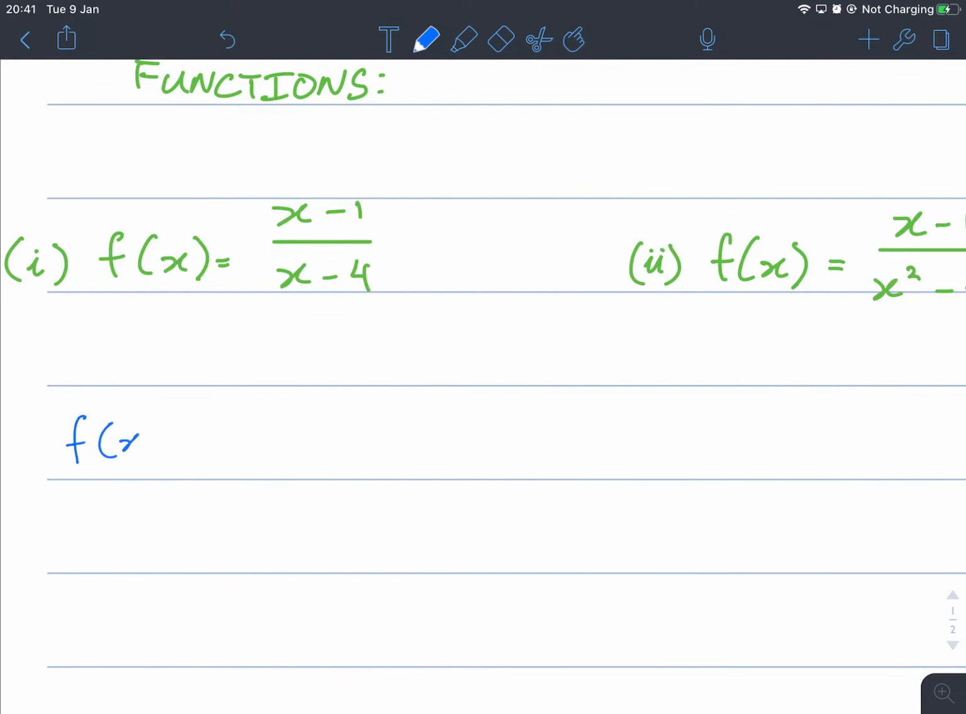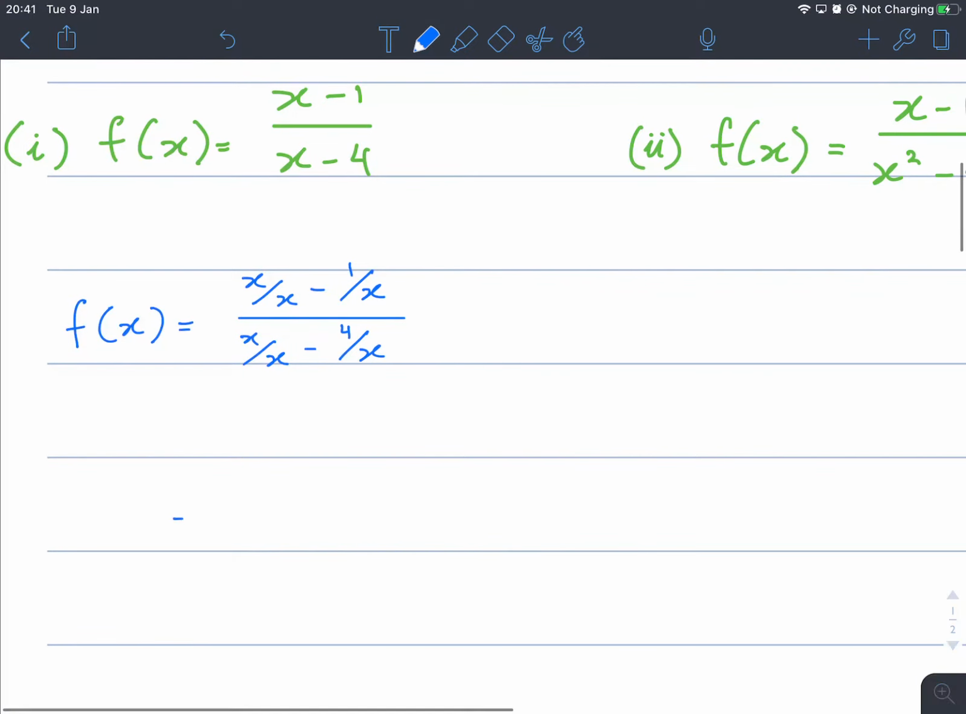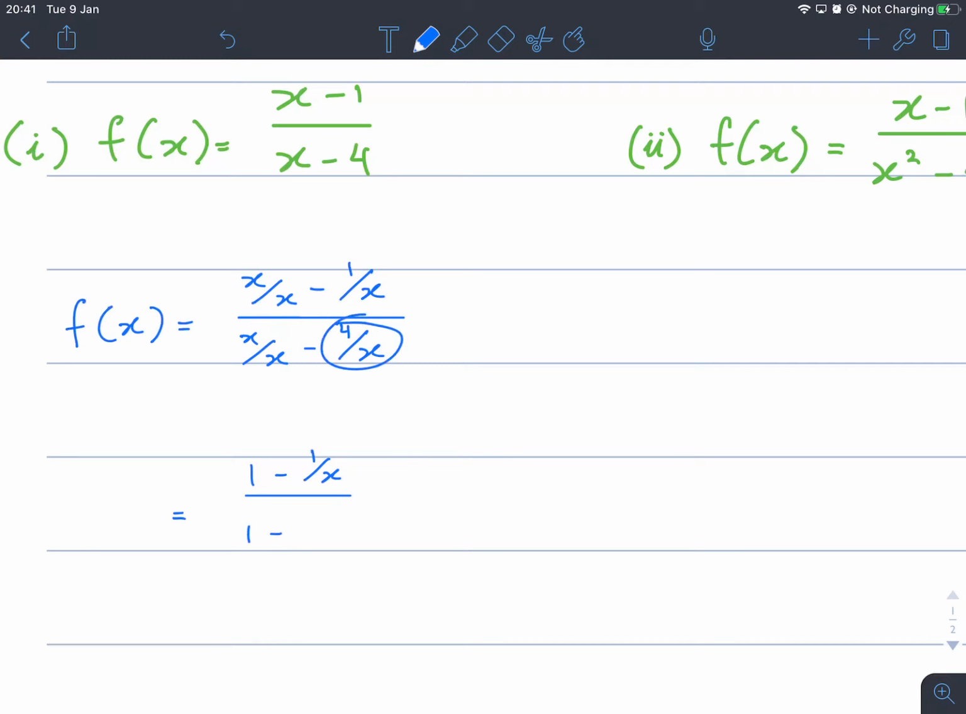We get f of x equals this first term, x divided by x, over, minus 1 over x, over, that's that one, so x divided by x again, and then minus 4 divided by x. Okay. Let's simplify this expression. X divided by x is 1, minus 1 over x. X divided by x is 1, minus 4 over x.